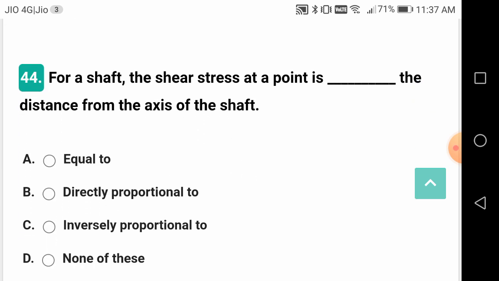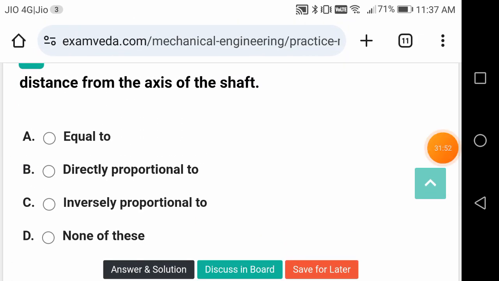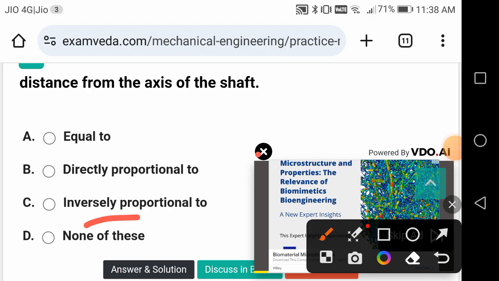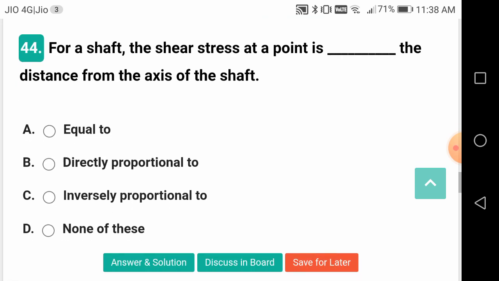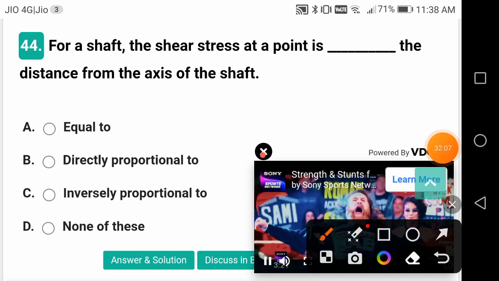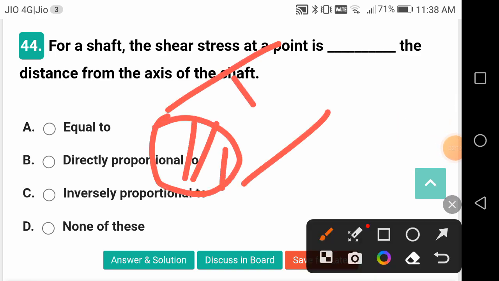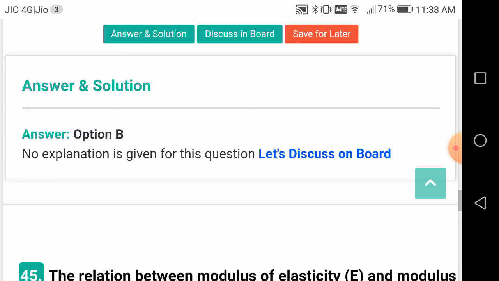For a shaft, the shear stress at a point is dash the distance from the axis of the shaft. Directly proportional is the wrong one. It is inversely proportional, actually. If you see a circular section, for example, the shear stress will be something like this. This will be maximum at, let us say, the neutral axis, and it is gradually decreasing towards the outermost fiber. So it is inversely proportional.